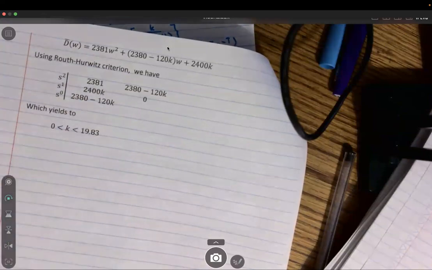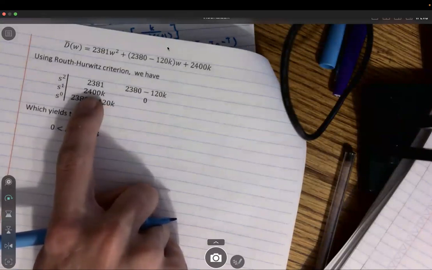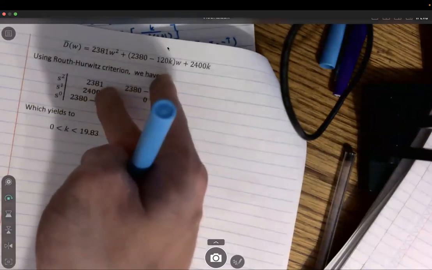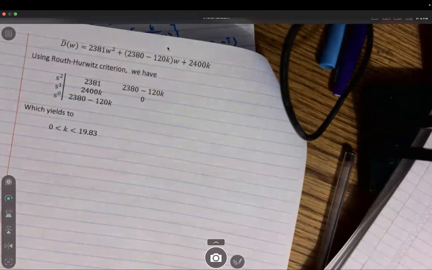Let me check. It looks like it, yeah. So the 2381 should be in the S squared, and then the 2380 minus 120K should be in that part, and then the last one should be 2400K. Shouldn't this one be swapped with this one? Yeah, because it'll be S squared and then it'll go evenly. That's what I thought too.